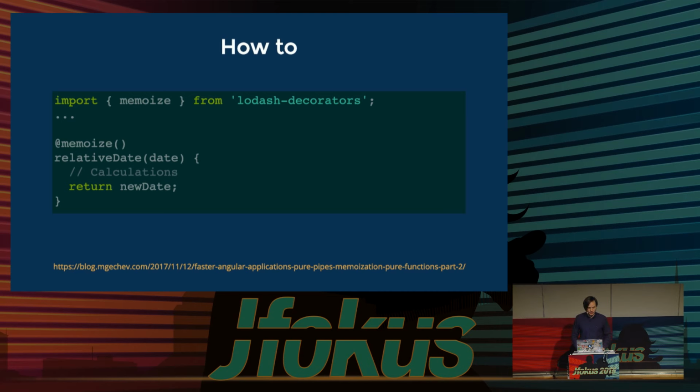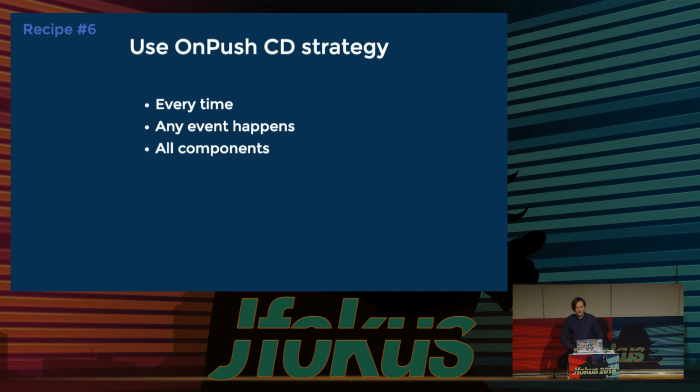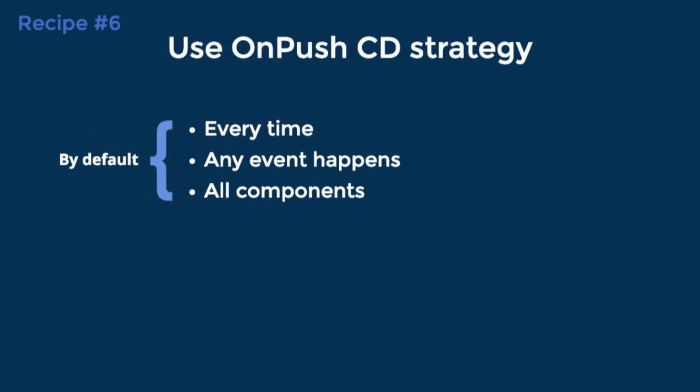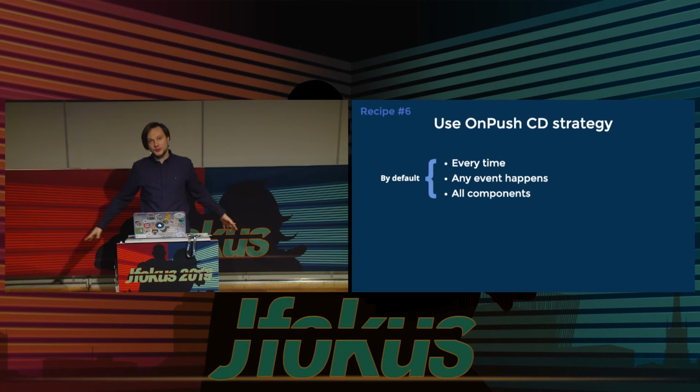Okay, let's go next in the optimization of change detection, and let's talk about strategies: how to reduce the number of unneeded change detections. By default, it happens like this. Every time, on any event and for every component, we check the whole component tree from the root to all the leaves.